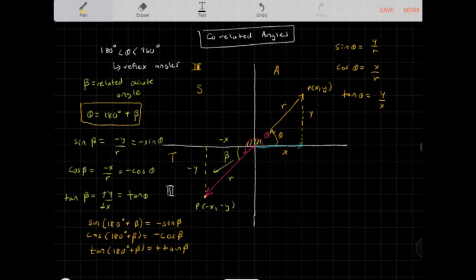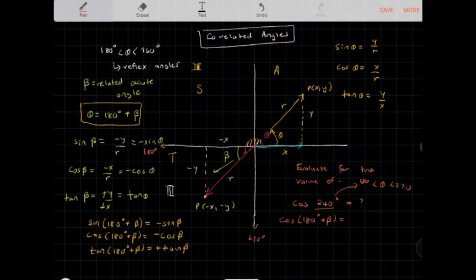Now, how do I use this? How do I go about using these equations? Well, let's say that we had a related acute angle that was related to a reflex angle that was a special angle. Let's say we wanted to figure out the value of cosine 240 degrees. What we have to do here is recognize that 240 is between 180 and 270, and the third quadrant is between 180 and 270 degrees. Then we can utilize this correlated angle equation: cosine of 180 degrees plus beta is equal to negative cosine beta. Beta is your related acute angle. Let's figure out what that related acute angle is.